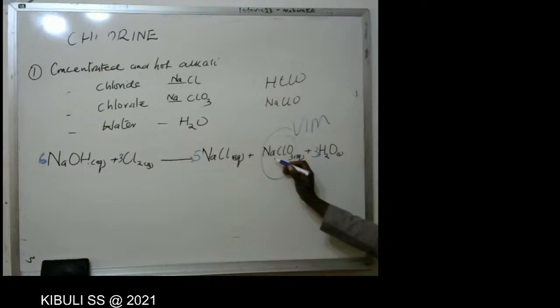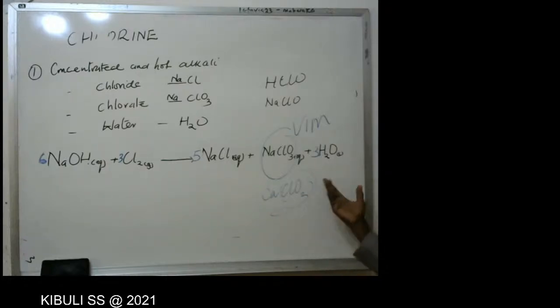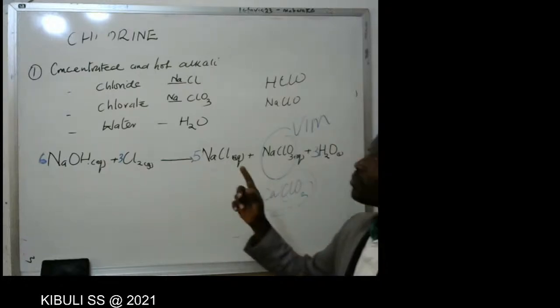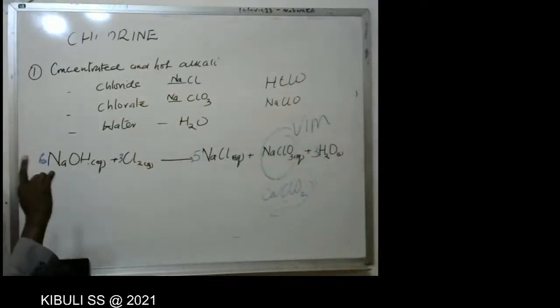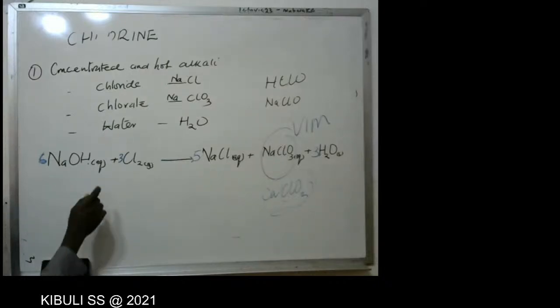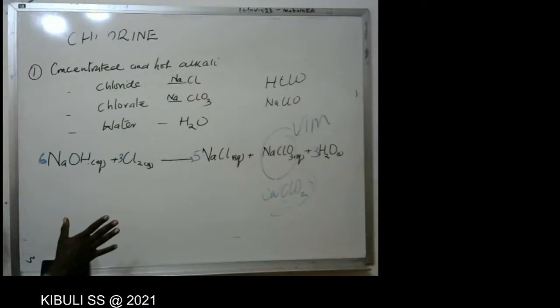So if I remove Na and put Ca, it becomes calcium what? Chlorate, and this is Vim. It also has bleaching abilities and so on. So that is it. And therefore, you must capture the difference between dilute, cold, and hot, concentrated. Especially paper 2 and paper 1. I want to guarantee when you check the question bank book, these questions are there.